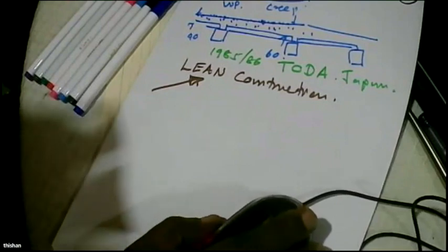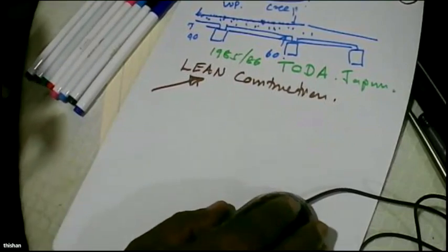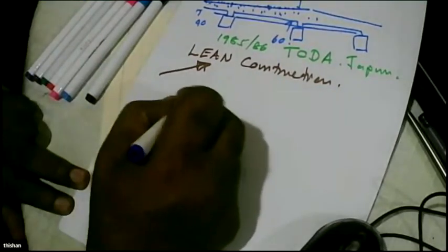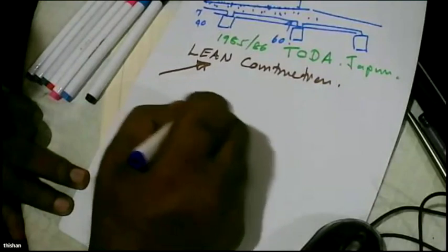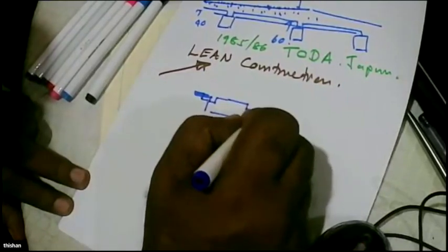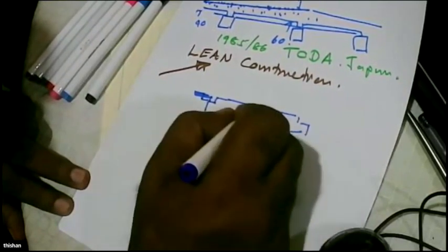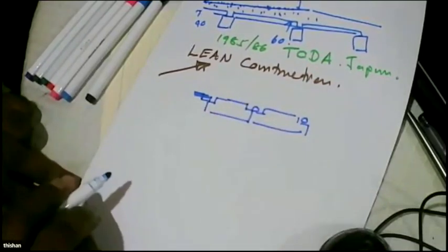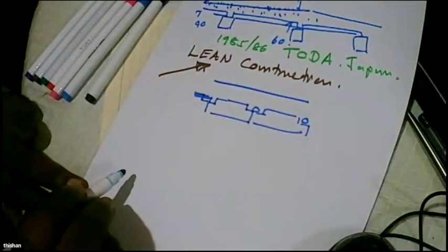So there's a question. Is it possible to provide provisions for services, water, electricity? Yeah, actually, there are two options. One is, because we are having these panels like this, two panels will be like this. So you can run the conduits here, right? Because the screed is going to come here. Got it? Yes, got it.